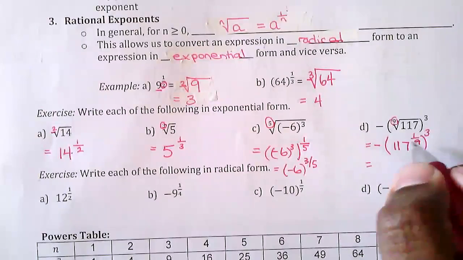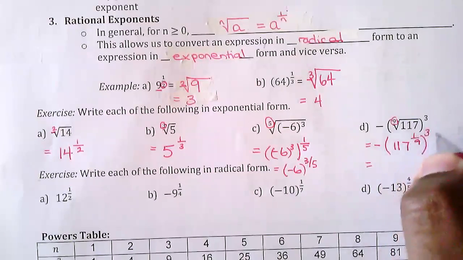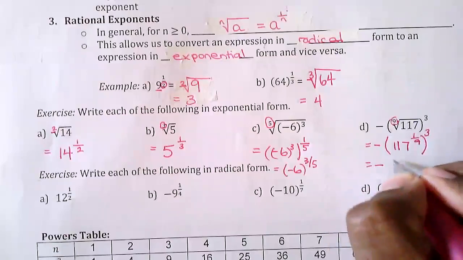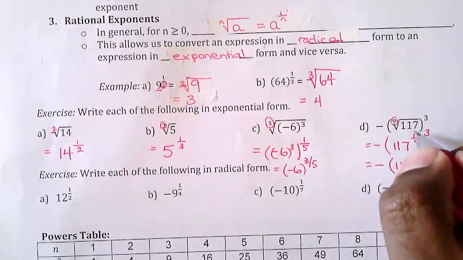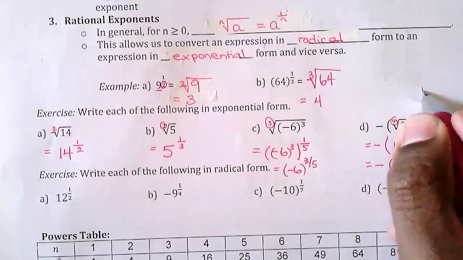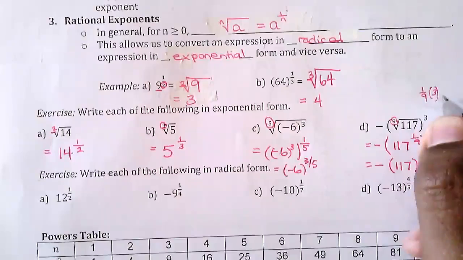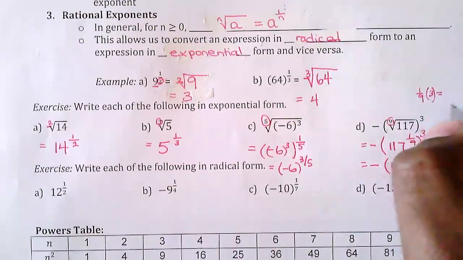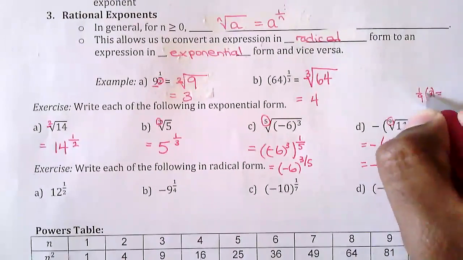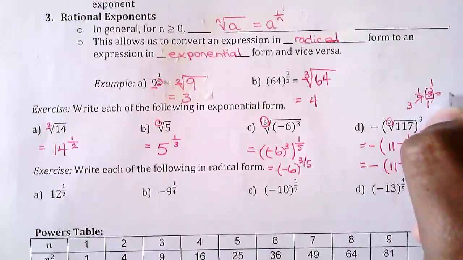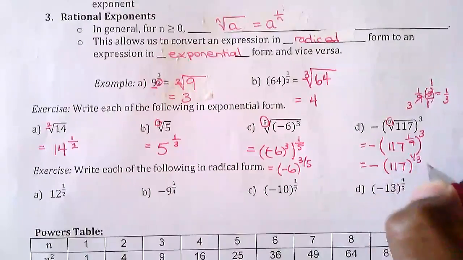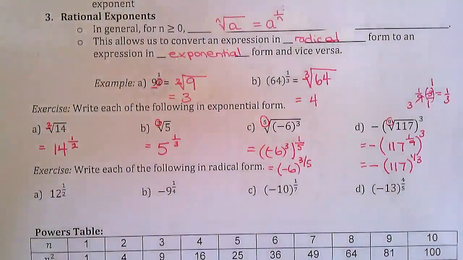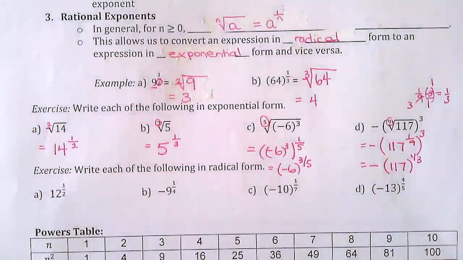I can still simplify because, again, I have a power being raised to an exponent. So I have negative 117 to the power of 1 over 9 times 3. So 1 over 9 times 3 is equal to, again, I can simplify this. I can divide both of these by 3 to give me 1 over 3. So this is the same thing as saying negative 117 to the power of 1/3. I hope that's been clear.